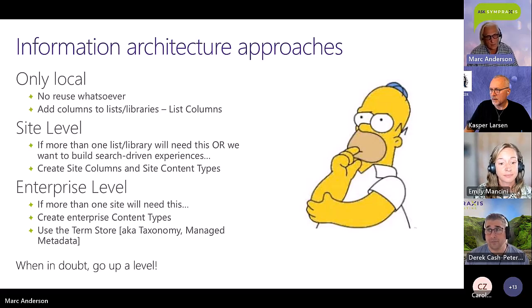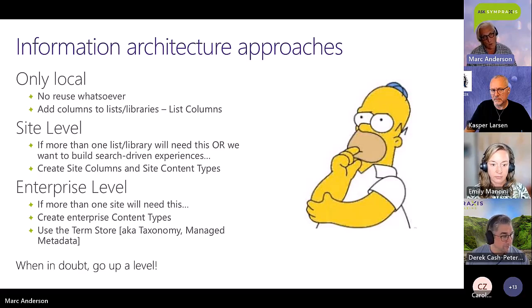So site columns and site content types are a great way to go with something like benefits, if you're sure that you will only have one HR site and those concepts are only going to be used by HR. Something like contact person is actually a very generic concept, so you might want to build that site column in the content type hub, which is at the enterprise level, top level of the tenant. And that means that that particular site column or that particular content type that you build there is available to more than one site. A benefits document likely only to be in the HR site.